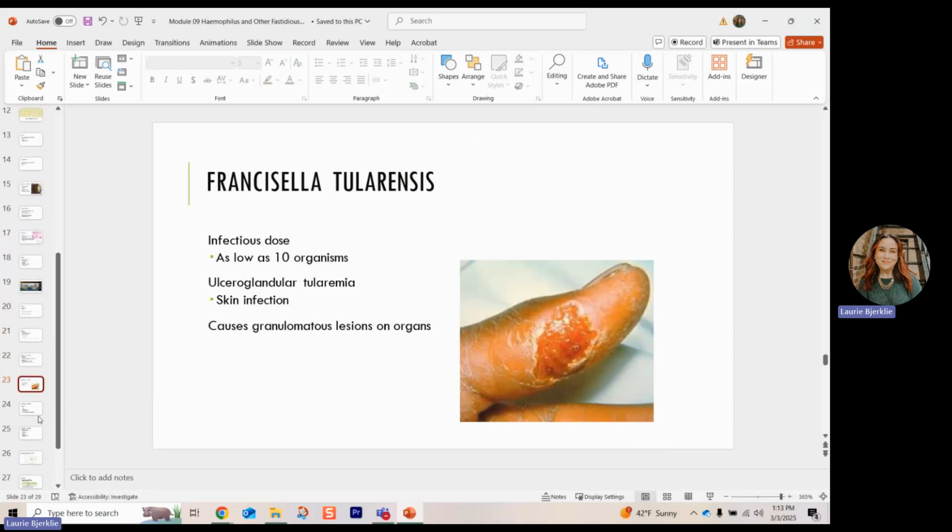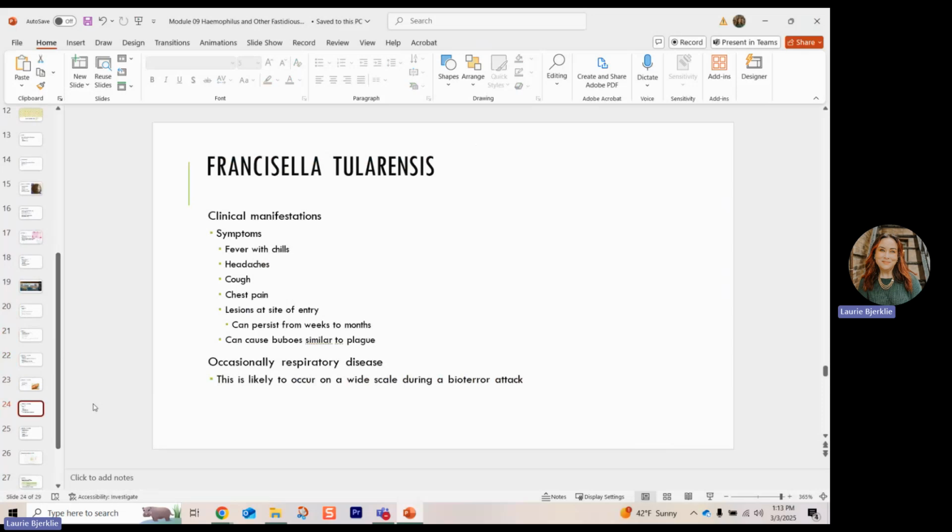So it can be quite damaging. So clinical manifestations, lots of different, as you see here, the symptoms are similar to any other infection, but it can also be occasionally a respiratory disease, so not just ulcers on the different tissues. So there is what we call a pneumonic side to tularemia, and that's been linked with bioterrorism attacks as well. So Francisella tularensis is another bioterrorism weapon because, again, you don't need much of it to cause infection. It can be passed respiratory-wise as well.